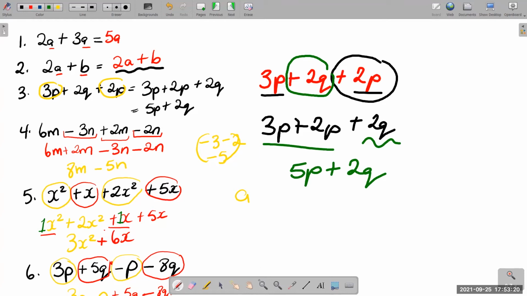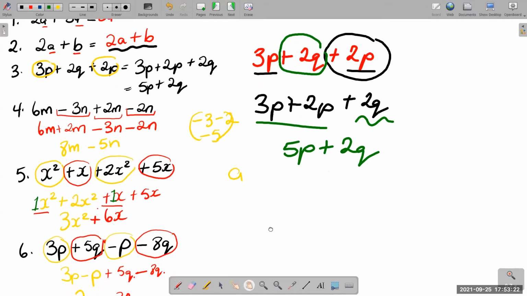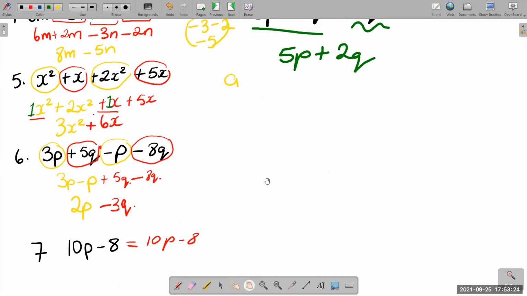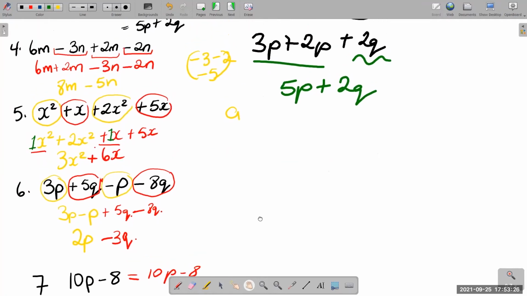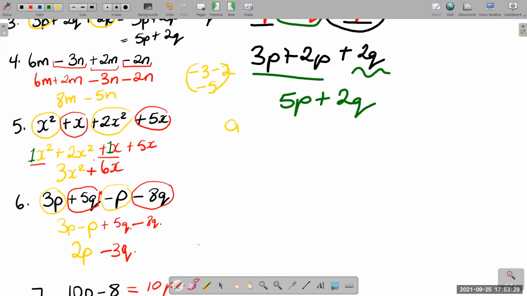That's one person saying yes, 2 persons saying yes. Okay, good. Let's look at number 4. Now, number 4, we had 6m minus 3n plus 2m minus 2n. Now, once you see a negative sign, guys, or subtraction, the integer rules must come into play. So step 1, you realize what we got. We got different variables. We got m's and we got n.